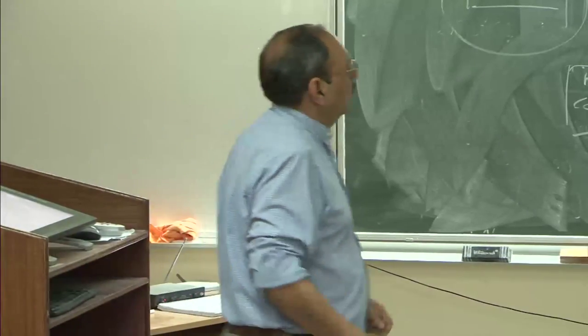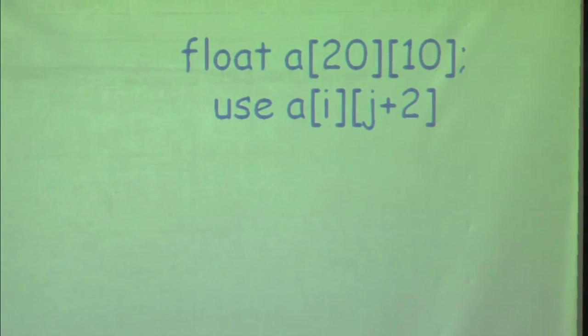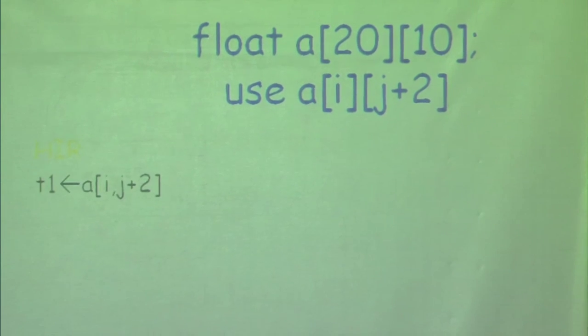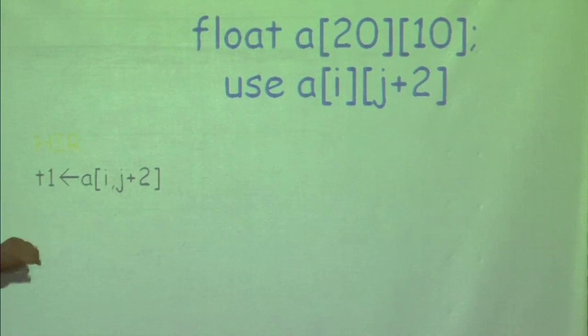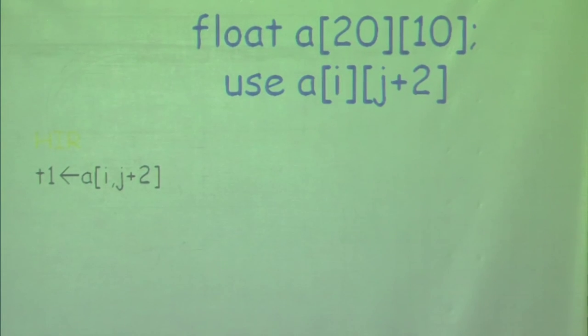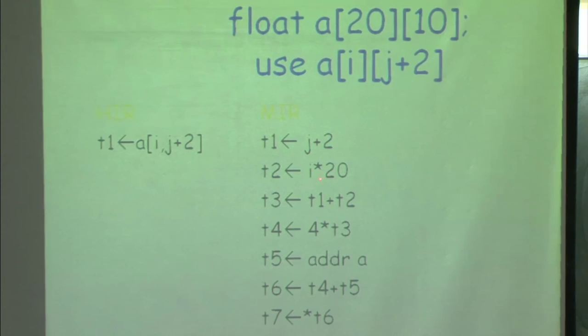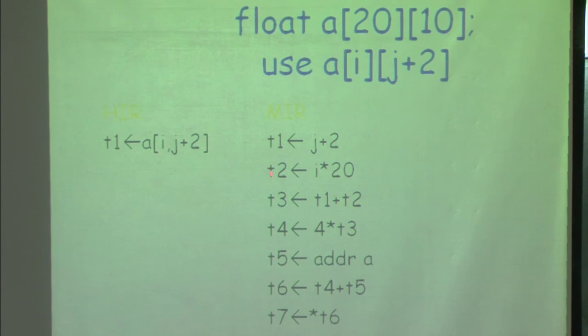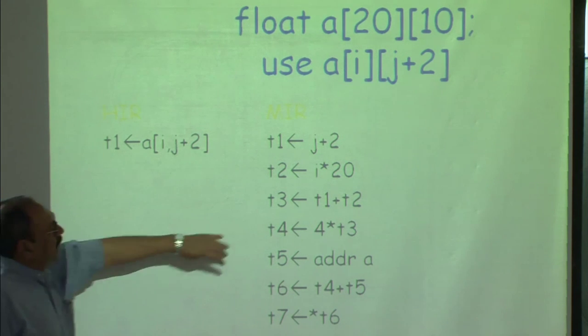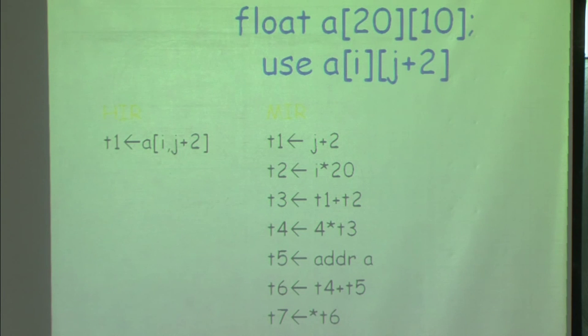Let me give you an example right away. So I have this declaration, and I have an array here. Now I have an HIR of the form T1 is assigned A[I][J plus 2]. And I have an MIR which says J plus 2 is assigned to T1, then I multiply I by 20, add T1 and T2, multiply T3 by 4, add some base address to this and write this kind of code. Now what are the things I can do here which I cannot do here? Are there some transformations or analysis which is possible only on the first one and not on the second one?